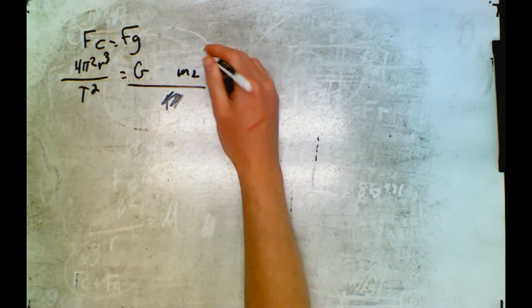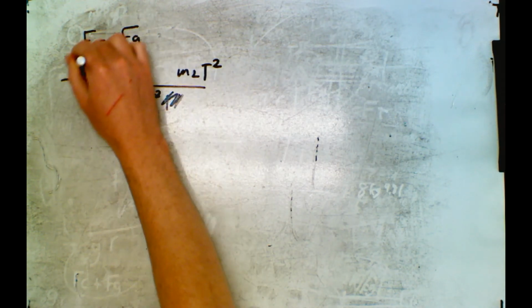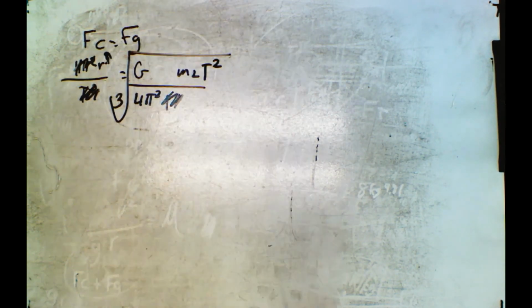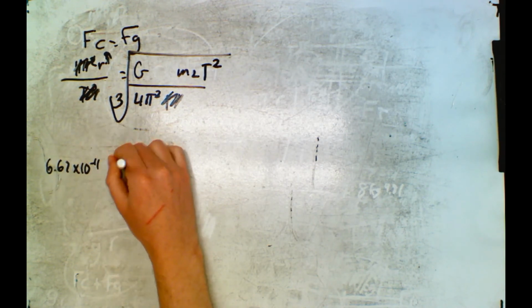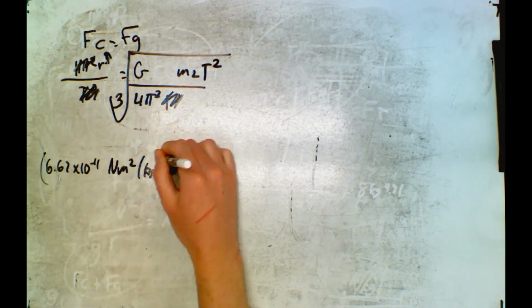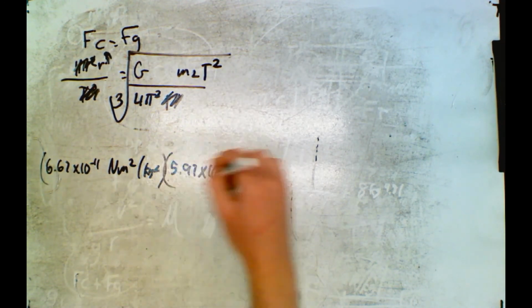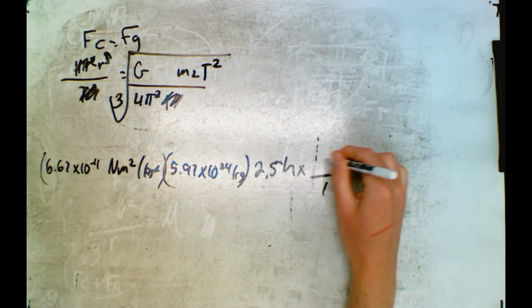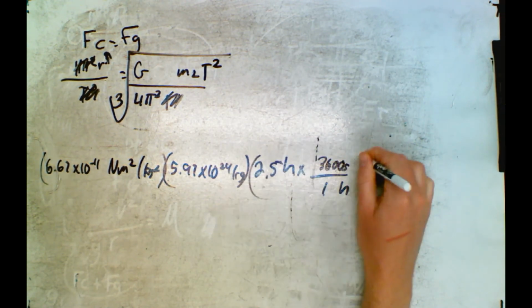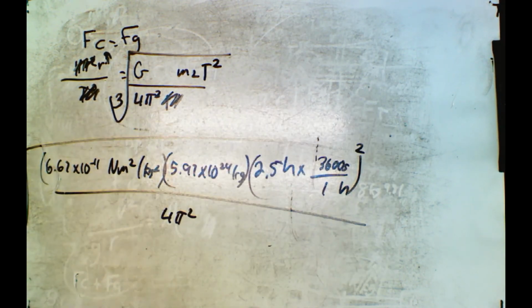So I'll move r up there, and then we have T squared over here, and 4 pi squared down below, and we'll have to cube root it to solve for r. Okay. So G is going to be 6.67 times 10 to the negative 11 newton meters squared per kilogram squared. Mass, it's talking about Earth, so 5.97 times 10 to the 24 kilograms. And its period is 2.5 hours, but we'll have to switch that into seconds. So we'll square it, divide it by 4 pi squared, and then cube root it.